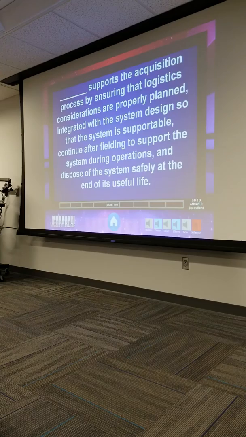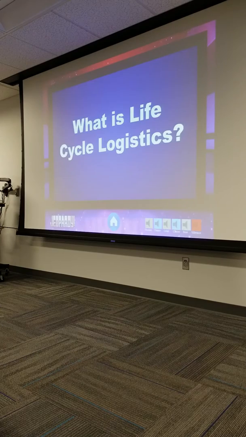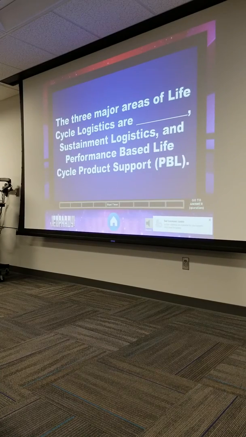Blank supports the acquisition process by ensuring that logistics considerations are properly planned and integrated within the design. Life cycle logistics. Three major areas of life cycle logistics are blank, sustainment logistics, and performance-based life cycle product support. What's the first one? Acquisition. Acquisition logistics goes all the way up to IOC, as we're developing the system. And then sustainment and performance-based logistics are after it's actually fielded.